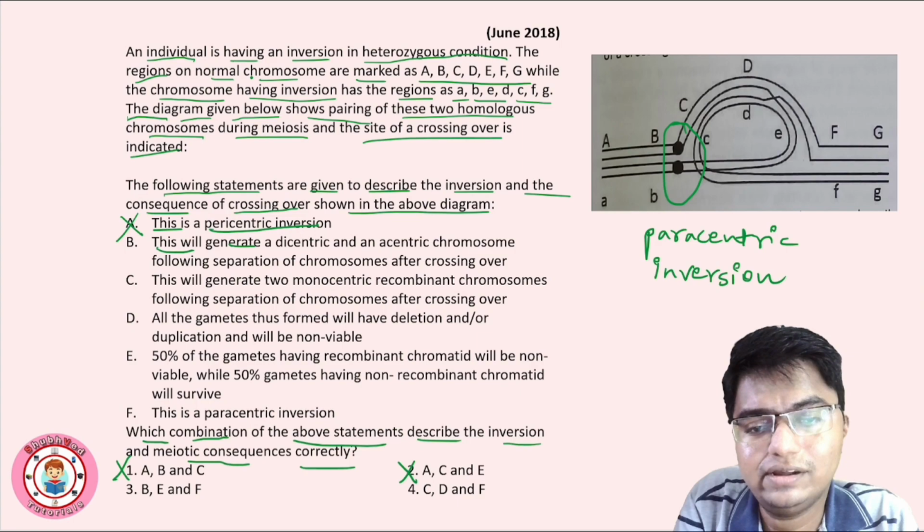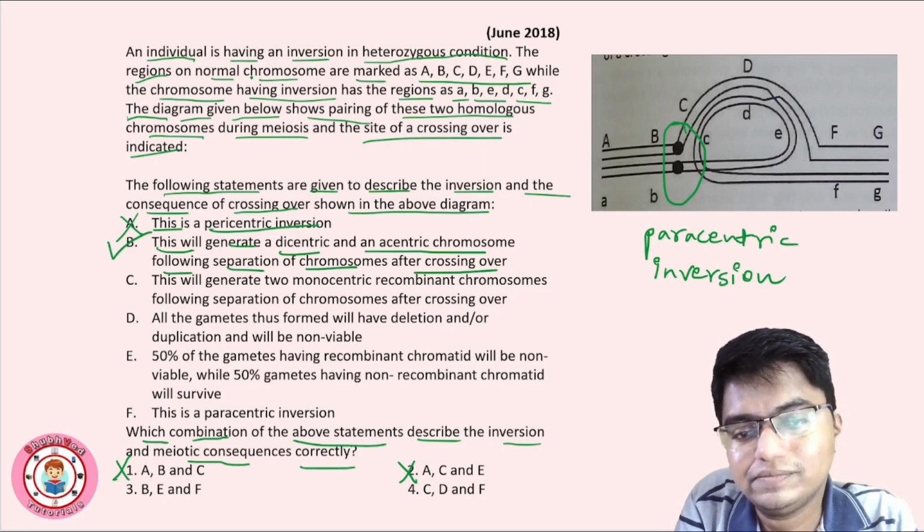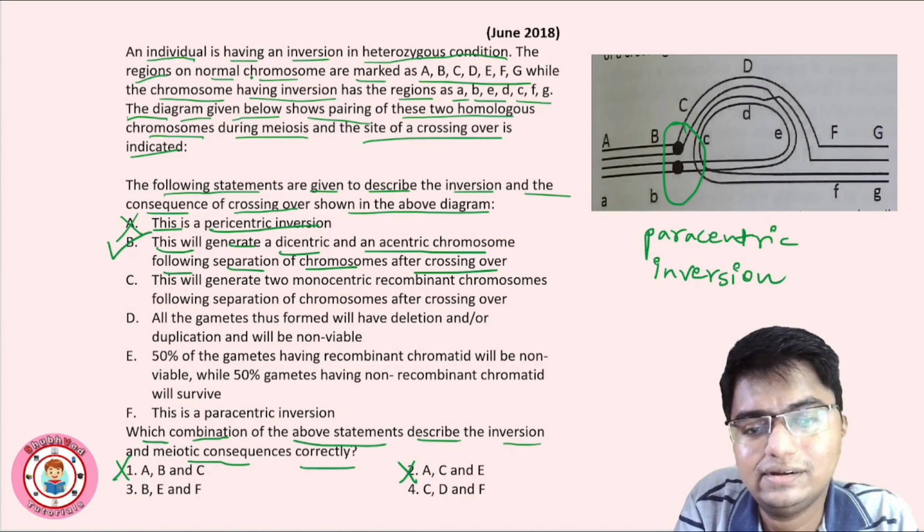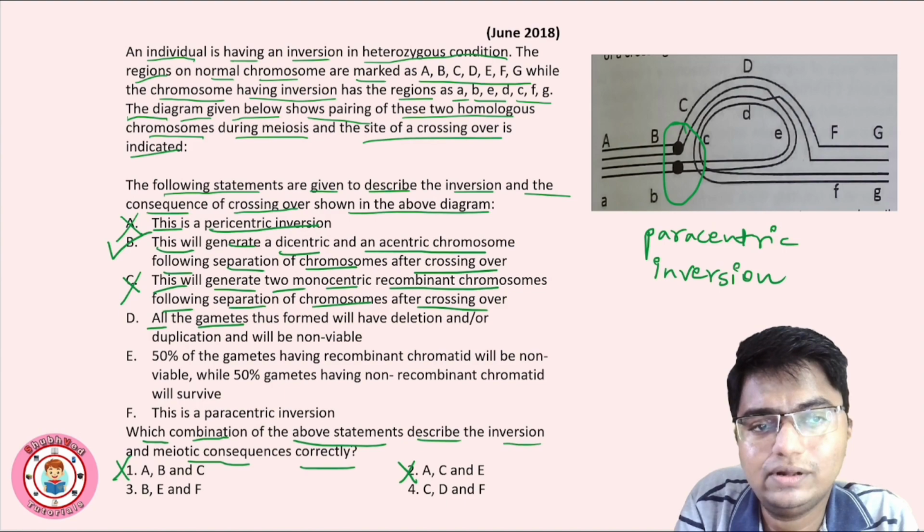This will generate a dicentric and an acentric chromosome following separation of chromosome after crossing over. Yes, B is correct. This will generate two monocentric recombinant chromosomes following separation of chromosome after crossing over. No, this we have not studied, right? All the gametes, we will keep this on hold, right?